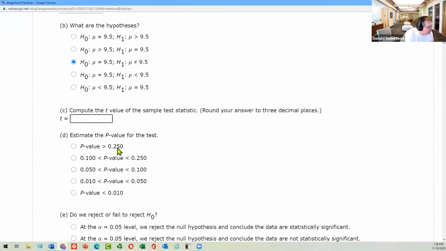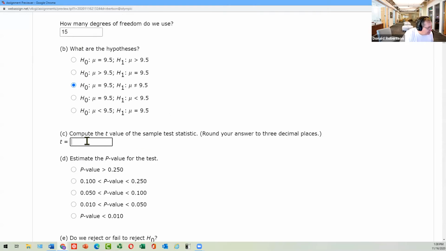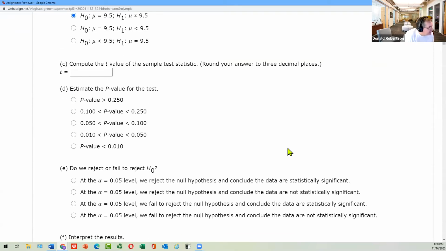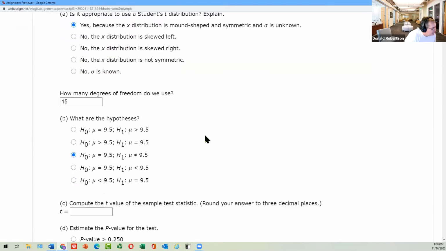Now, compute the t value and then do your test. Okay, right. I haven't calculated t yet, but I will come to that in a minute. We are doing a significance level of 0.05, agreed? So our p value has to be less than 0.05. So which one of those is a p value? Okay. Let's come to that in a minute.